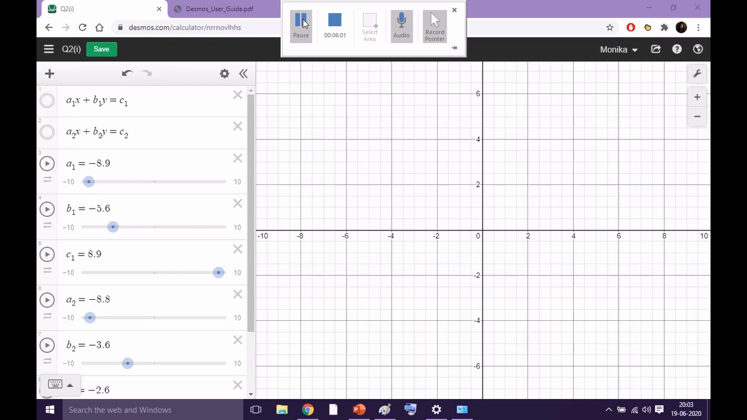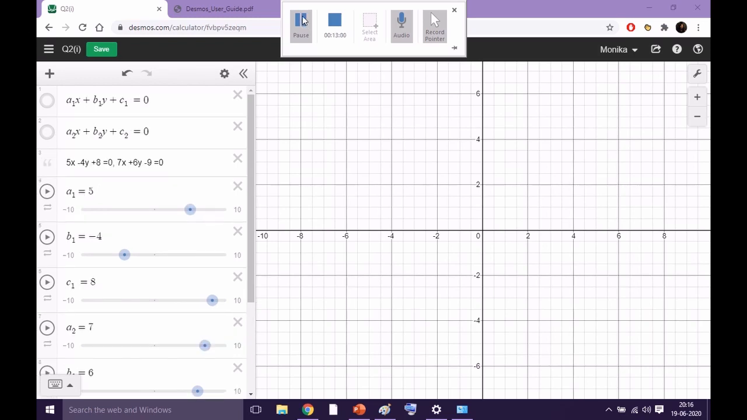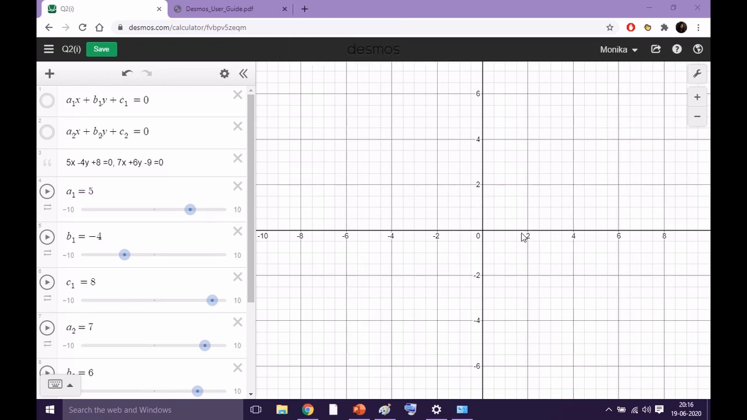So now we are coming. Now we are going to start with question number 2, where it is given that on comparing the ratios a1 by a2, b1 by b2 and c1 by c2, find out whether the lines representing the following pair of linear equations intersect at a point, are parallel or coincident.